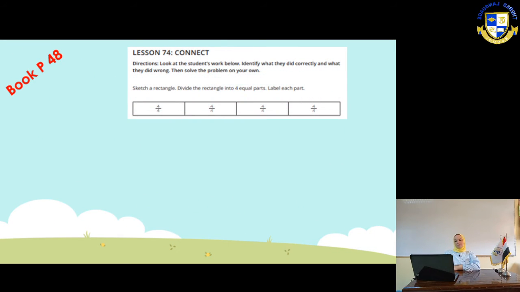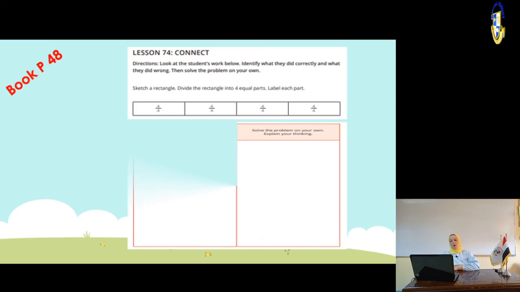We have: look at the students' work below, identify what they did correctly and what they did wrong, then solve the problems on your own. Sketch a rectangle, divide the rectangle into 4 equal parts, label each part. Here we have a rectangle divided into 4 equal parts, but in each part they wrote 4/4. What did the student do right? What did the student do wrong? Why do you think the student made the error?